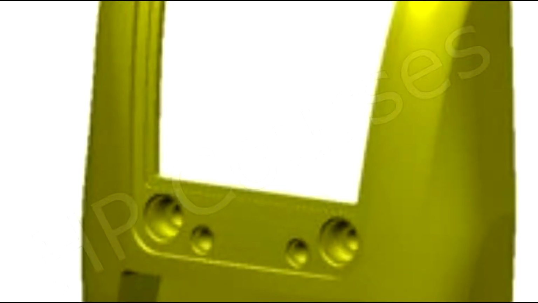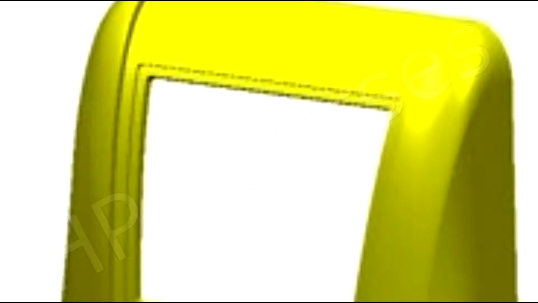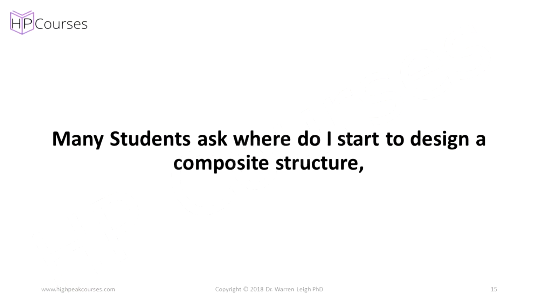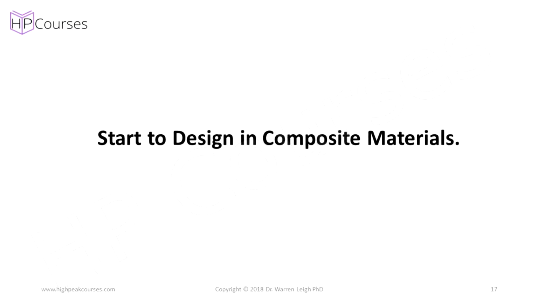Neither the designers or the manufacturers knew the glass fibre composite properties of stiffness or strength. Although not a continuous fibre composite, there are ways to mathematically predict these properties required for designing the structural thickness. Many students ask, where do I start the process of structurally designing a composite structure? This is where we start to structurally design a composite component.